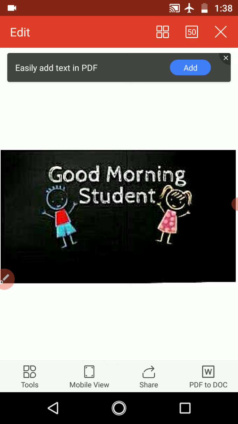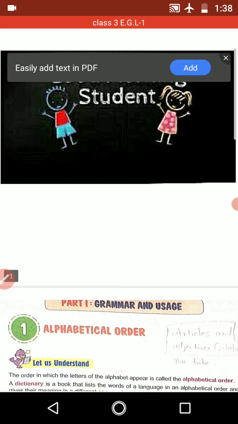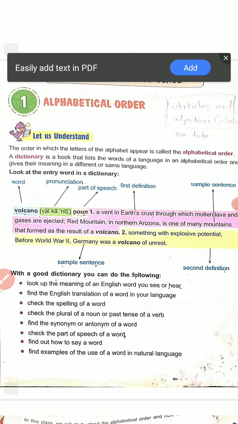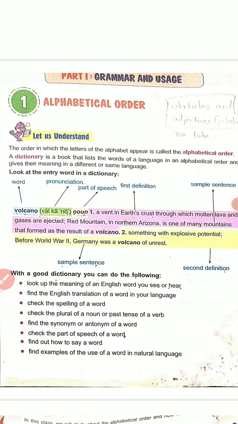In English, we read the alphabet. We start reading with the alphabet. So, in what sequence the alphabet comes, that is called alphabetical order. Now, we will understand it in the lesson. Let us understand: the order in which the letters of the alphabet appear is called the alphabetical order.